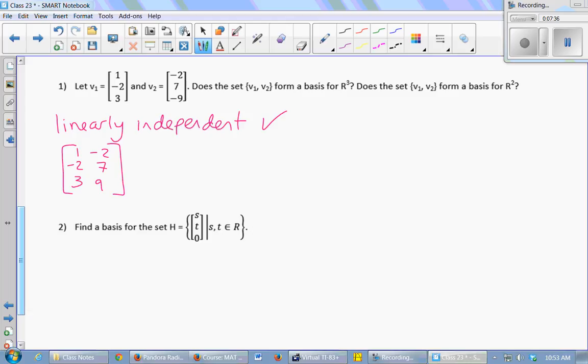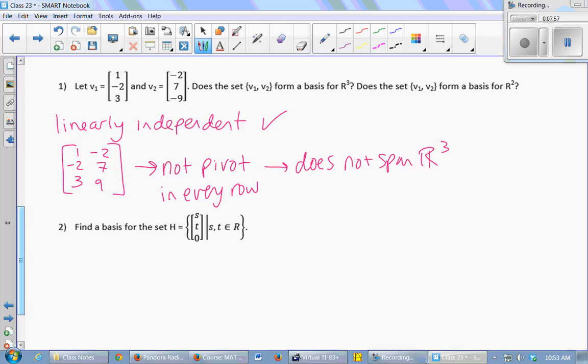Yeah, so if there are more rows than columns, you can't have a pivot in every row, right? So there's no way. Not a pivot in every row implies that this does not span R3. So it is not a basis for R3.